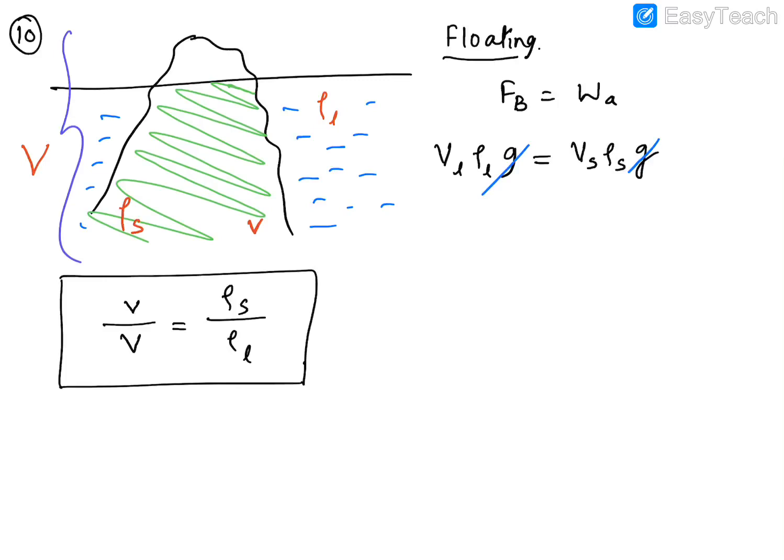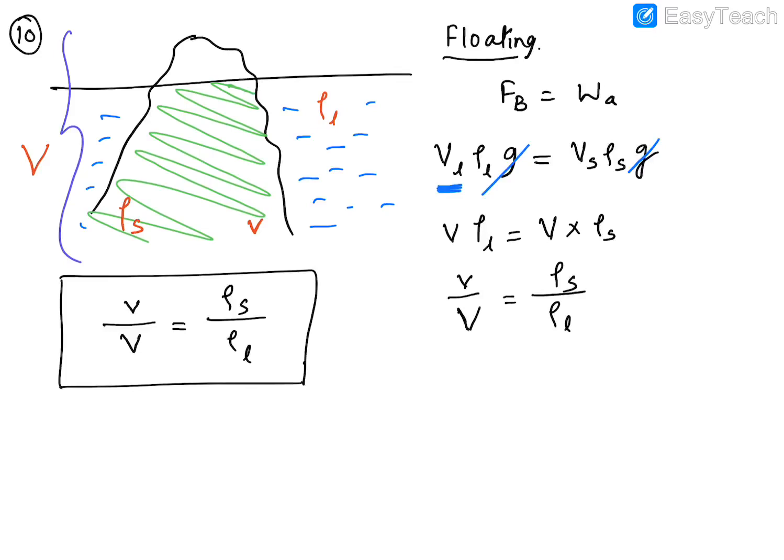But you notice now, what is the volume of the liquid displaced? The volume of a liquid displaced is actually equal to the volume which is submerged. Rho L is as it is. What is the volume of the solid? The volume of the solid is equal to the total volume. And the density of the solid is rho S only. If I cross multiply, I'll get small v upon capital V is equal to rho S upon rho L.